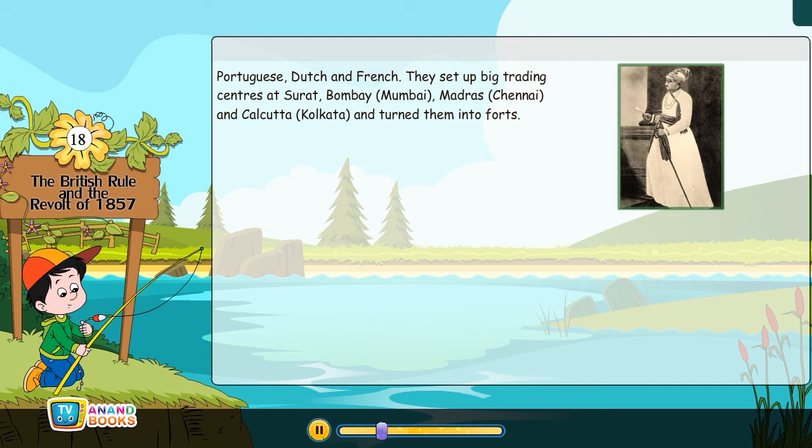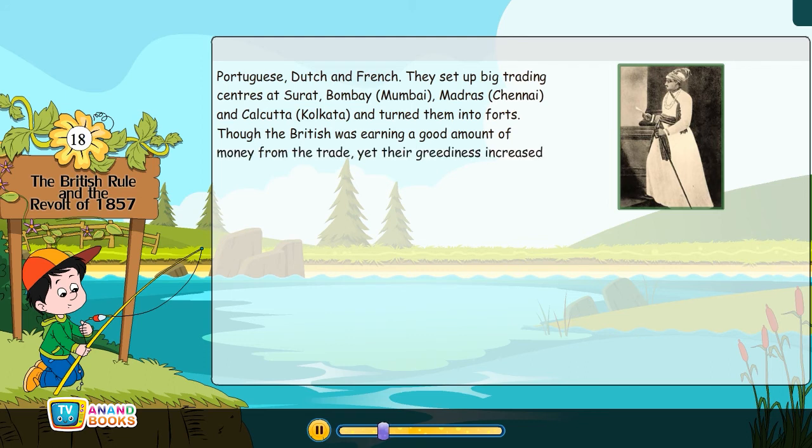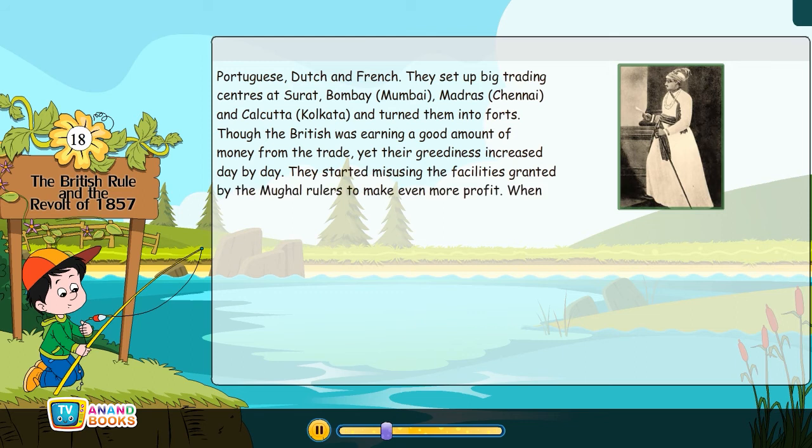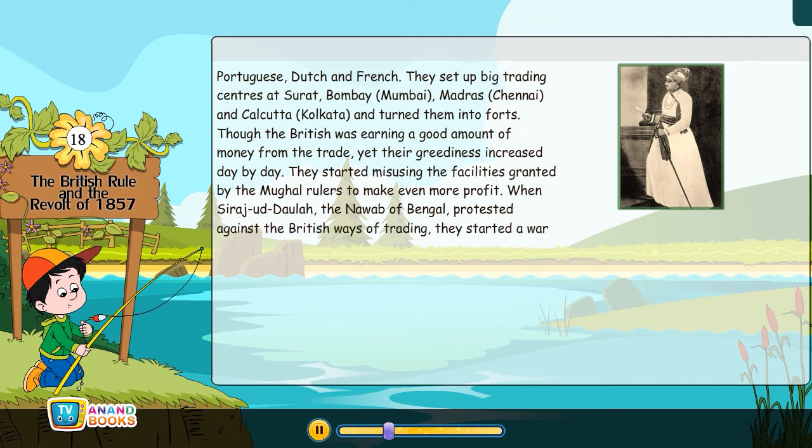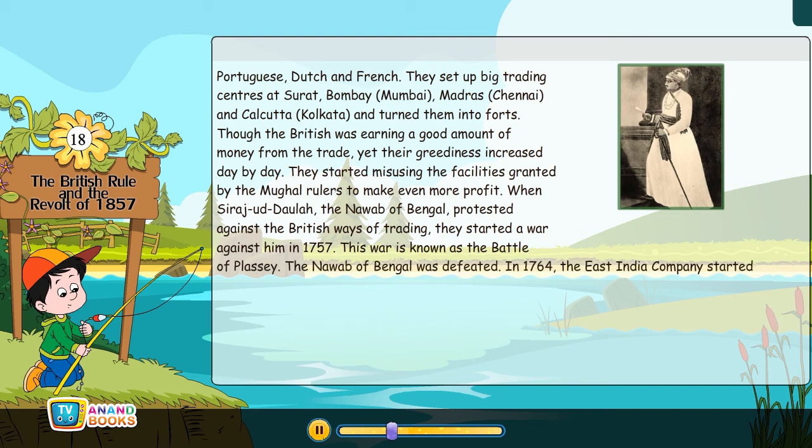into forts. Though the British were earning a good amount of money from the trade, yet their greediness increased day by day. They started misusing the facilities granted by the Mughal rulers to make even more profit. When Siraj-ud-Daula, the Nawab of Bengal, protested against the British ways of trading, they started a war against him in 1757. This war is known as the Battle of Plassey. The Nawab of Bengal was defeated.